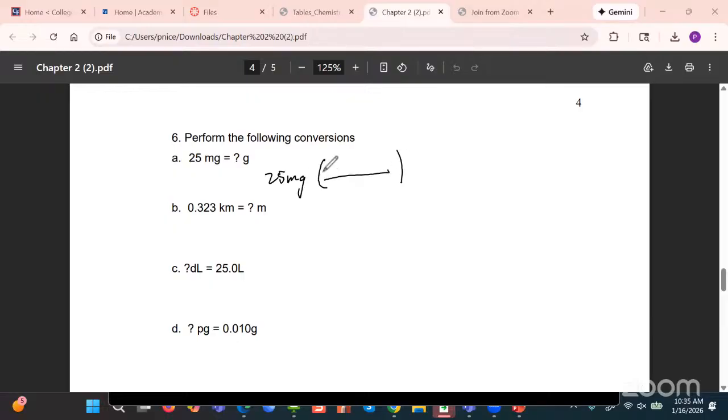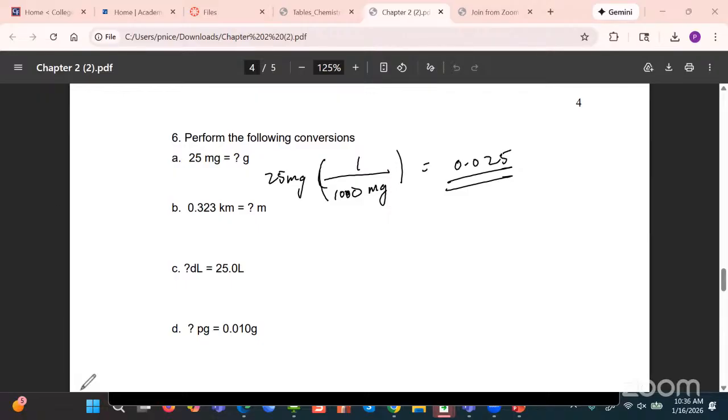What goes below and what goes above? I'm sorry? Milligrams on the bottom. Okay, how many milligrams is in 1 gram? 1,000 milligrams is in 1 gram, and that's it. And the answer will become 0.025, and that's it. And if you can do that, you should be able to do the rest of number 6. All right? So I'm going to skip those as well.